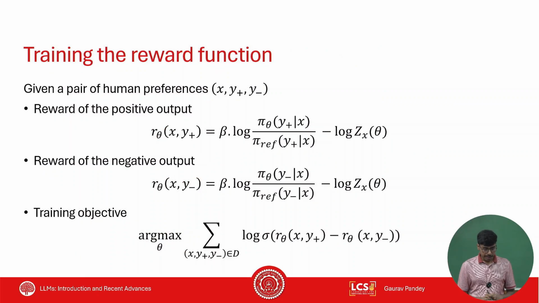Okay, so this is how we will train. We'll get a pair of human preferences y plus and y minus for the prompt x, and then we'll compute the reward of the positive output. So what is the reward of the positive output according to our new definition of the reward function? It is beta times the log ratio of probabilities.